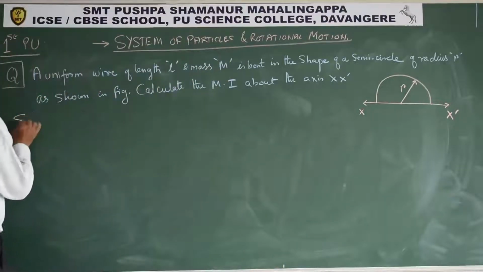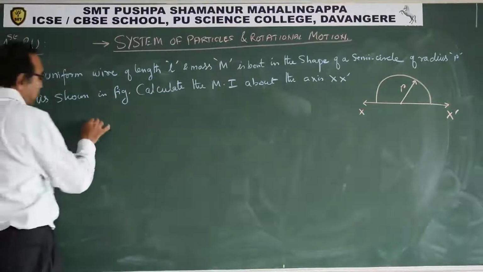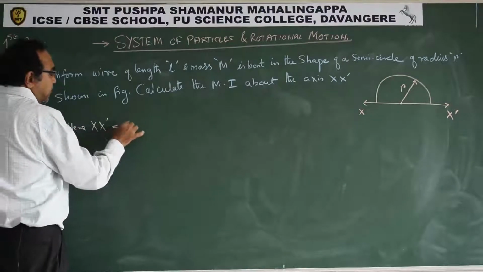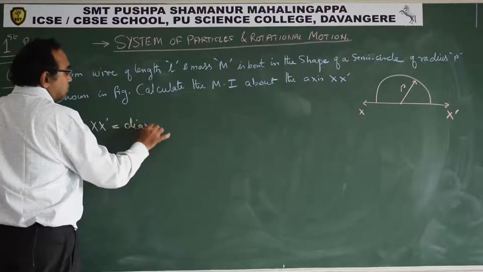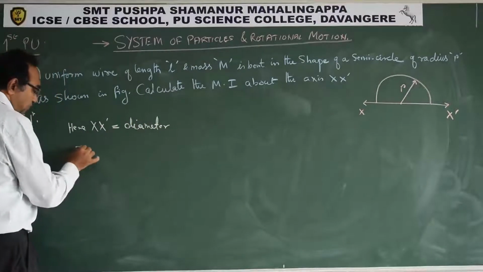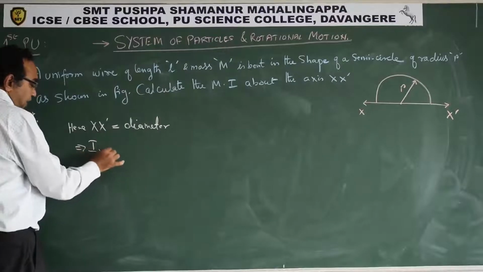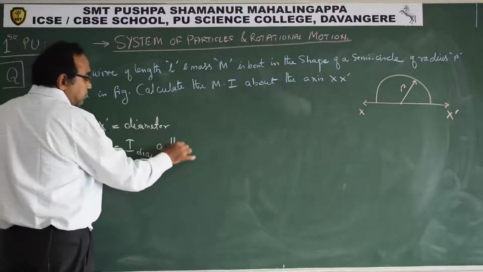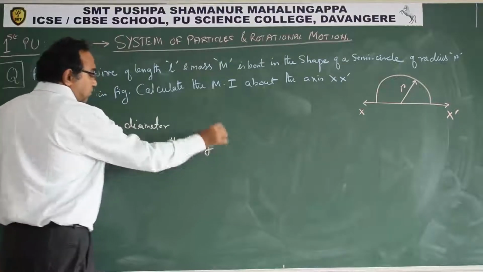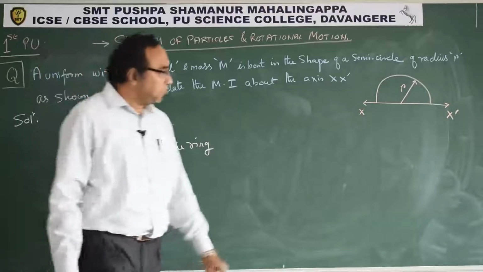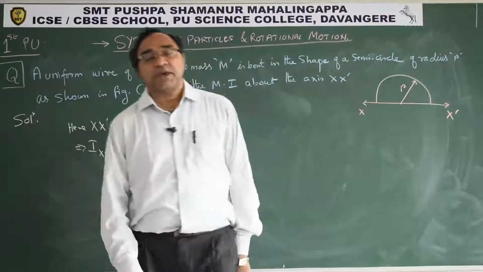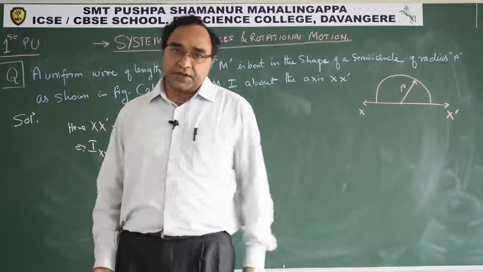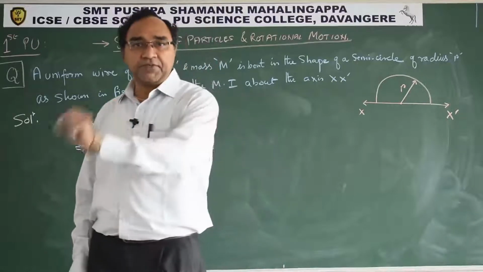Now here, xx dash is diameter. So therefore, Ixx dash is nothing but I diameter of the ring. Now we know moment of inertia of a ring is mr square. Now that is from the central axis. Now use perpendicular axis theorem. Iz is equal to Ix plus Iy.